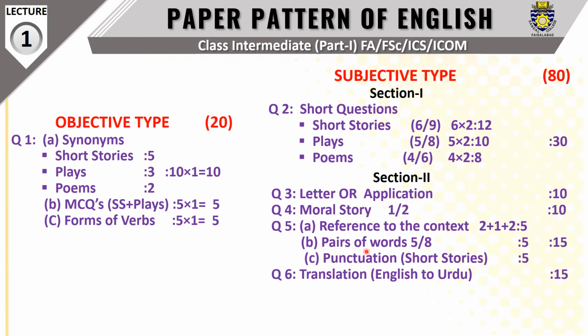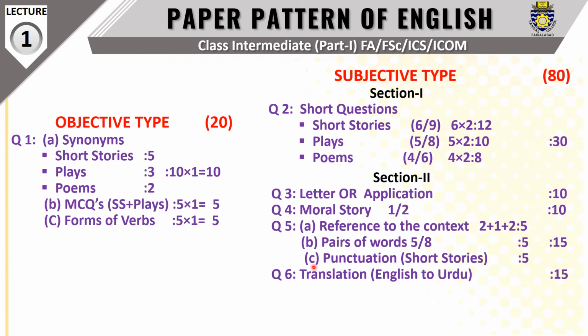Part B, pairs of words. 8 pairs of words are given and 1 mark is given to 1 pair. In this way, 5 marks are given to the pairs of words and you are to write only 5 out of 8. Part C, that is of punctuation, and punctuation is selected from short stories only. There is a small paragraph that is selected from short stories and 5 marks are given to the punctuation. In this way, 15 marks are given to question number 5, that comprises A, reference to the context, B, pairs of words, C, punctuation.